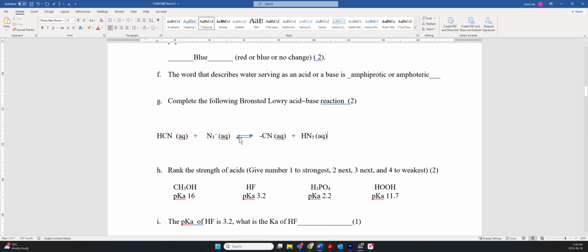You don't need to put the physical states. I don't need that. I just need the product, the two products. You get 1 mark for each product.